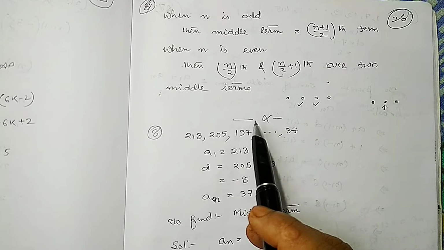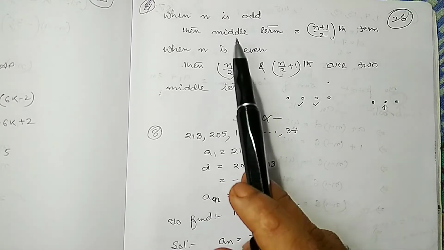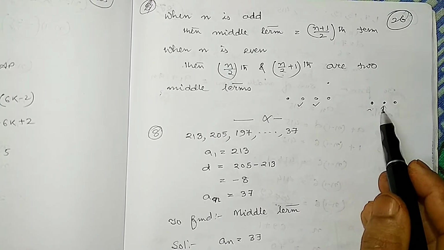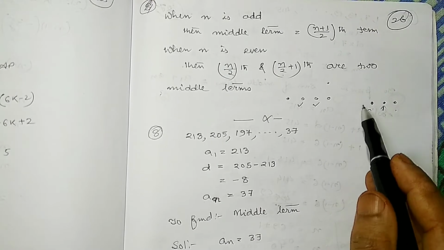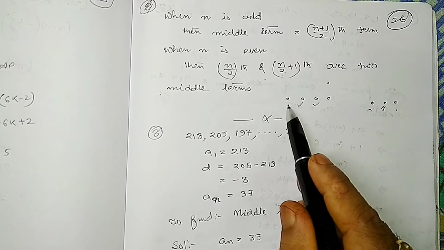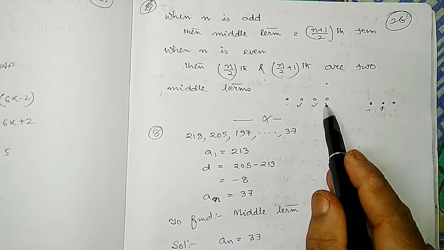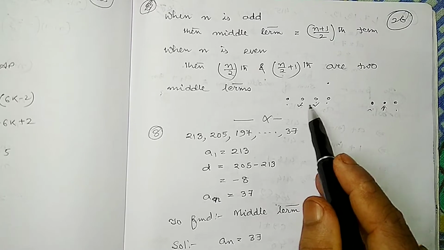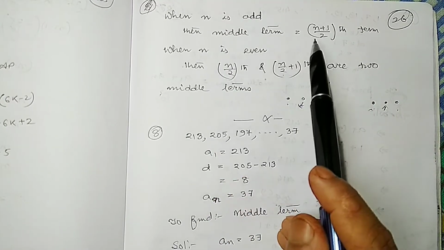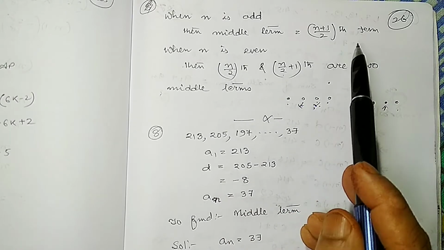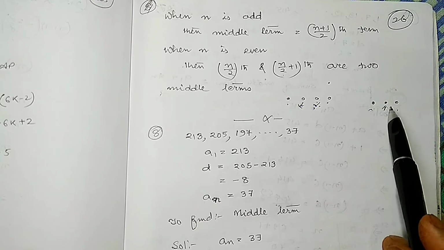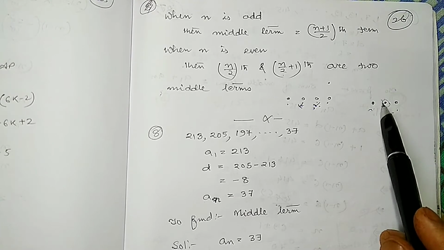Before starting the next sum, I should explain one rule. Suppose you have 3 terms, first term, second term, third term. Then which one will be the middle term? This one is the middle term. But suppose there are 4 terms, then these 2 will be the middle terms. Suppose n is odd, then the middle term will be the (n plus 1) by 2th term. Suppose there are 3 terms, 3 plus 1 is 4, 4 by 2 is 2. That means this term will be the middle term.